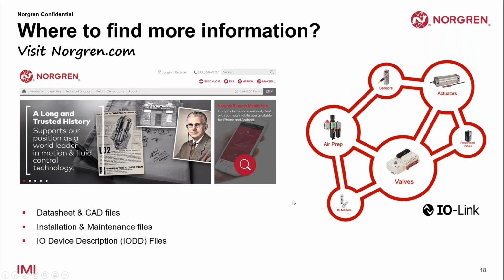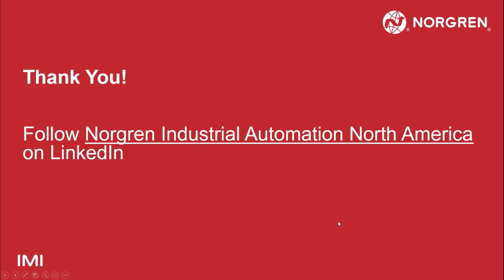So where to find more information? Visit norgren.com to get access to data sheets, CAD files. We have installation and maintenance files located in the respective section. The IODD files, which I mentioned earlier, are also located on the software section of the site for using these products in IO-Link mode. I hope you found this overview of Norgren's IO-Link products helpful.